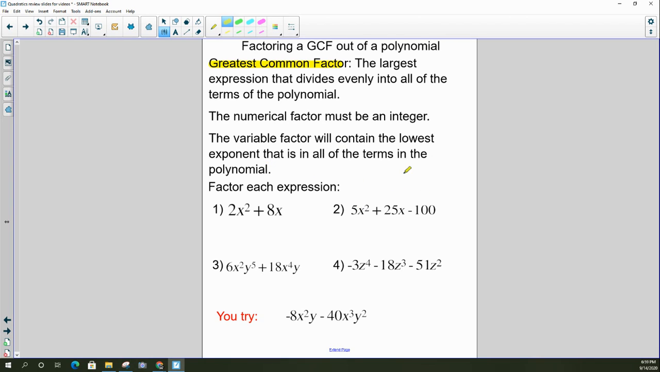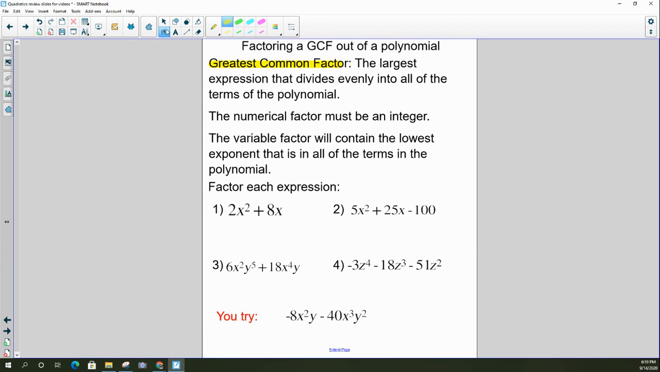All right, when you're looking at the terms, they have a numerical factor and a variable factor. So when you're looking at the numbers, the numerical factor must be an integer. That means it must be a positive or negative whole number. You cannot take out a fraction. And then the variable factor will contain the lowest exponent that is in all of the terms in the polynomial. So if every term has an x, then you're going to factor out an x with the smallest exponent there, because that smallest exponent will go into all of them.